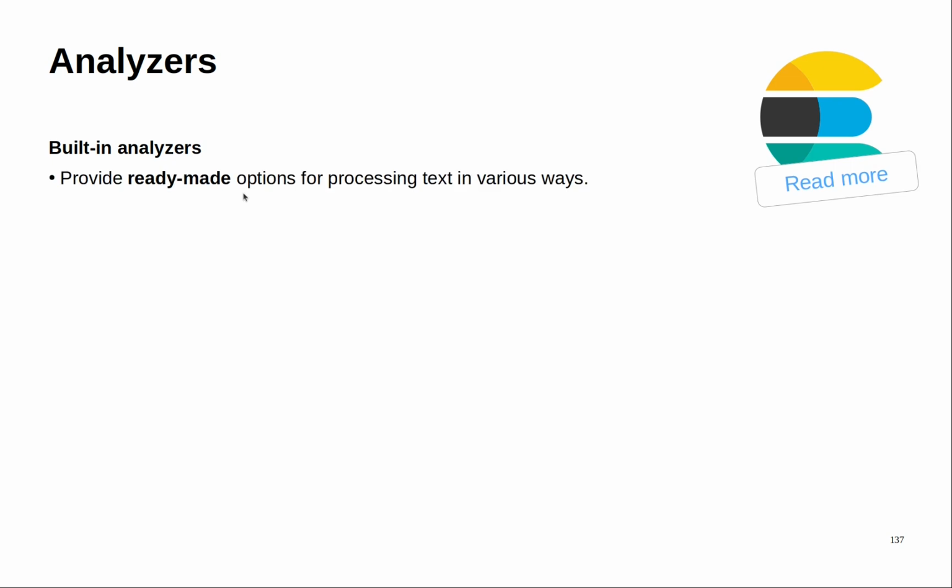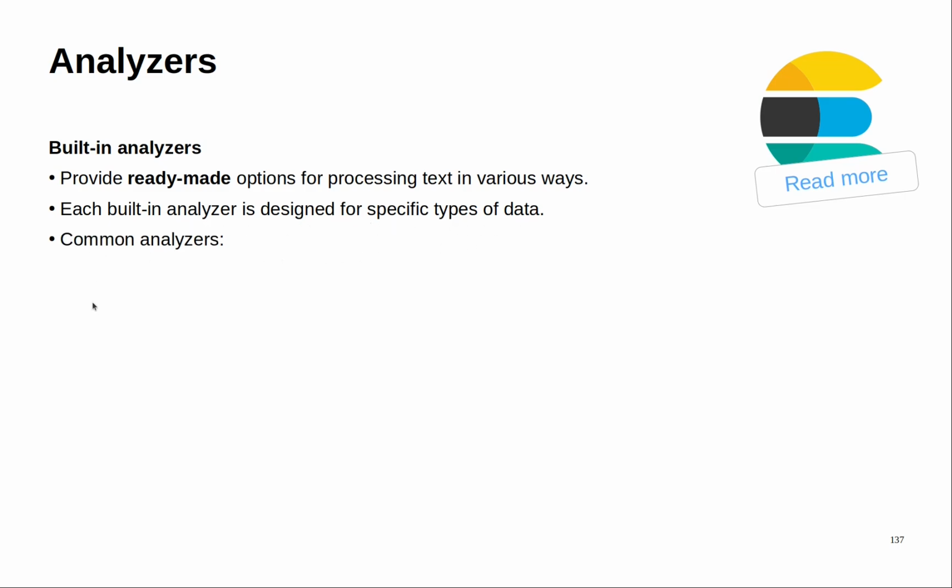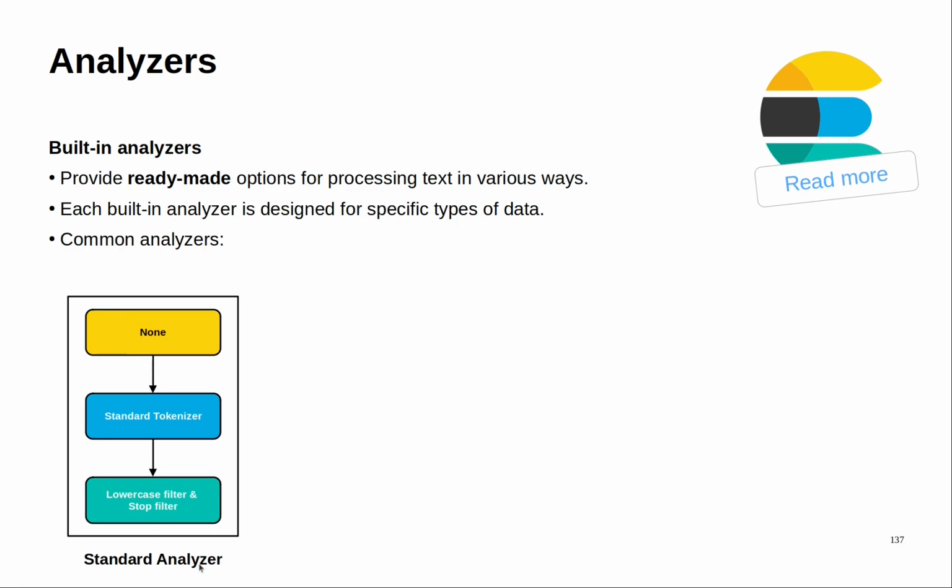ElasticSearch provides built-in analyzers. They provide ready-made options for processing text in various ways, and some of them are designed for specific types of data. Here are some common analyzers. We have the standard analyzer. You can see that this one does not have a character filter, but it contains the standard tokenizer and the lowercase filter as well as the stop filter as token filters.